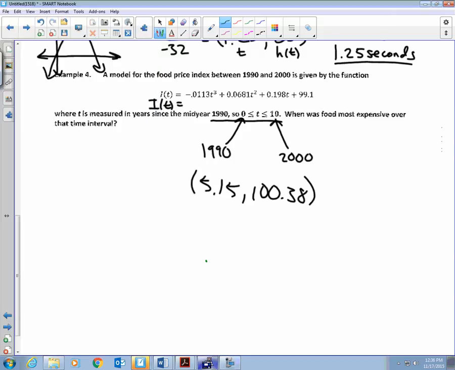So what does 5.15 mean? What variable is it? Yep, time or year. And then 100.38 is actually the index price. So what year was food most expensive? 95. 1995.